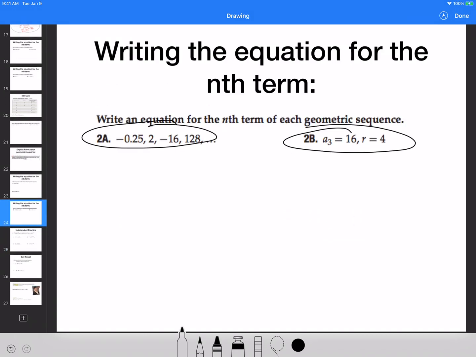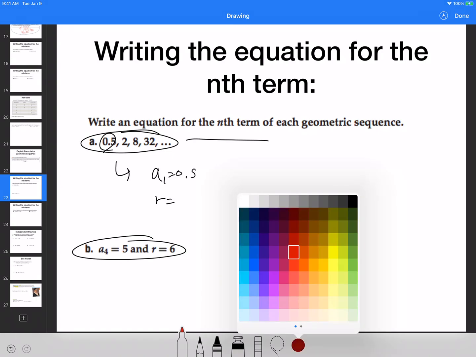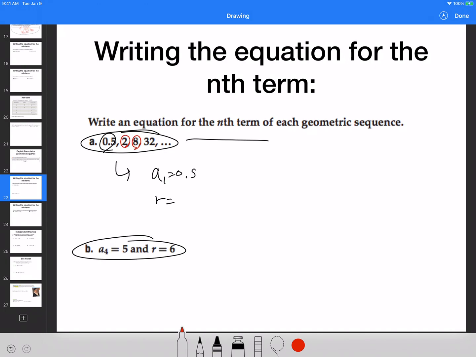Okay, so I'm going to go over these 2 problems. Write an equation for the nth term for each geometric sequence. Now, a is pretty simple. We have the first term, so a sub 1 is 0.5, and the common ratio is kind of not obvious in this case, but you can simply take a look at 2 and 8 and figure that out. Or if you're ever in doubt, just take 2 subsequent numbers and take the right hand side divided by the left hand side. So 8 divided by 2 is 4. So my explicit formula will be a sub n equals 0.5 times 4 to the n minus 1.